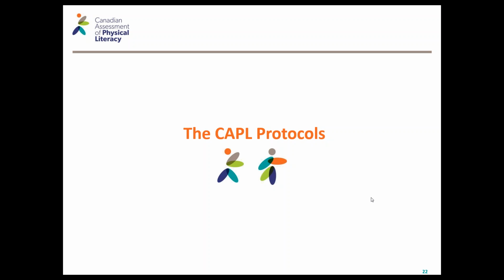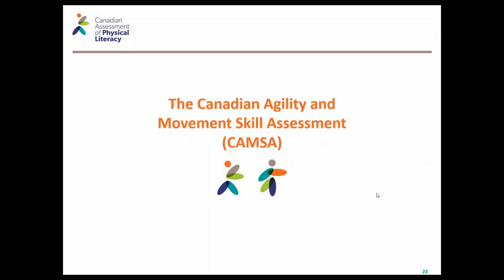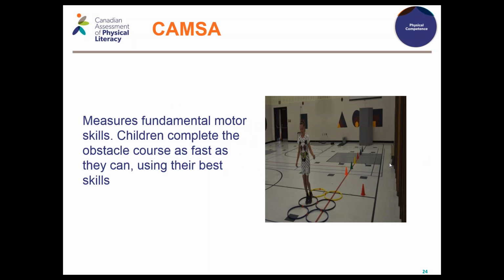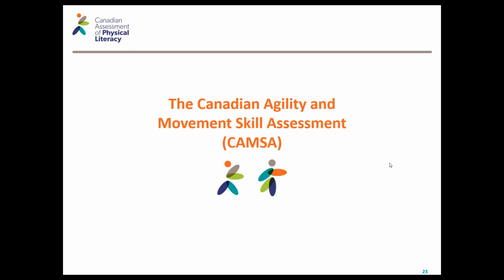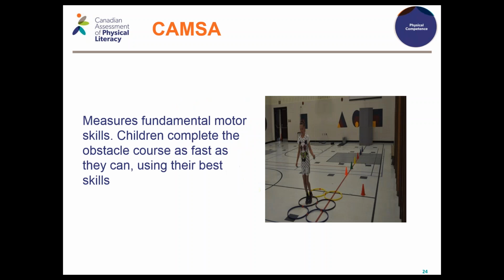Okay, so we'll get started with the CAPL protocols. The first one I'm going to speak about is the Canadian Agility and Movement Skill Assessment, CAMSA. I might also refer to it by the name of the obstacle course. We've just recently changed the name, so if I say obstacle course, I apologize. I'll try to use CAMSA. It is the same thing. Basically, CAMSA is going to measure the fundamental motor skills of children as they complete the task. They're going to complete an obstacle course as fast as they can using their best skills. This is part of the physical competence domain.